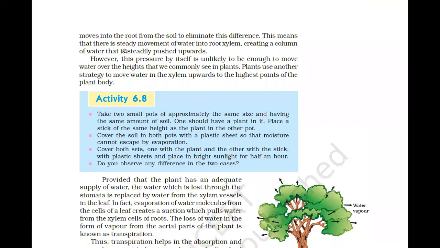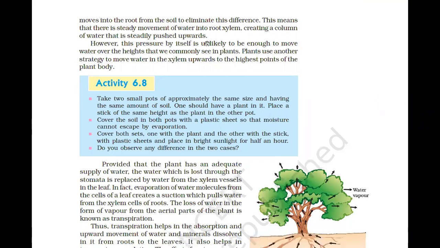This means that there is a steady movement of water into root xylem, creating a column of water that is steadily pushed upwards. However, this pressure by itself is unlikely to be enough to move water over the heights that we commonly see in plants. Plants use another strategy to move water in the xylem upwards to the highest points of the plant body.